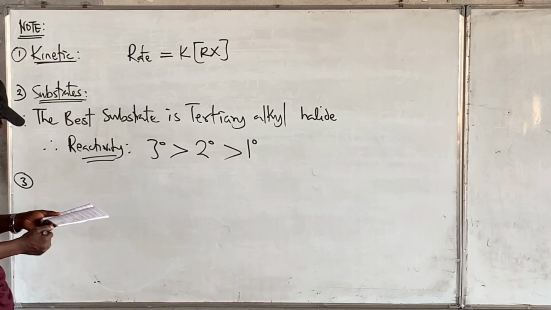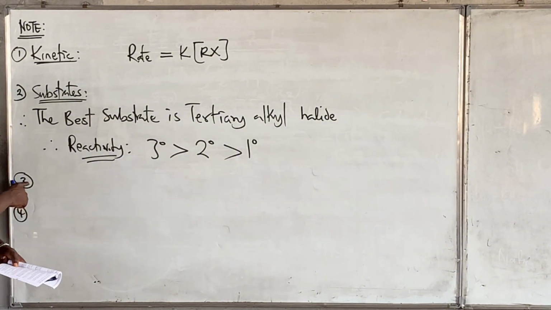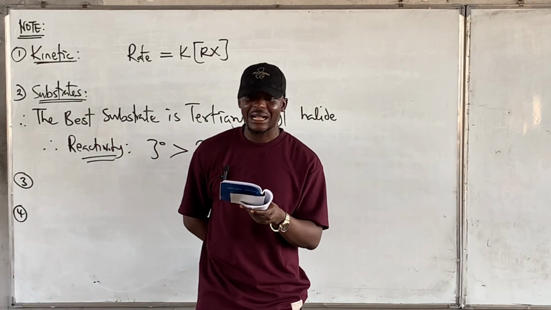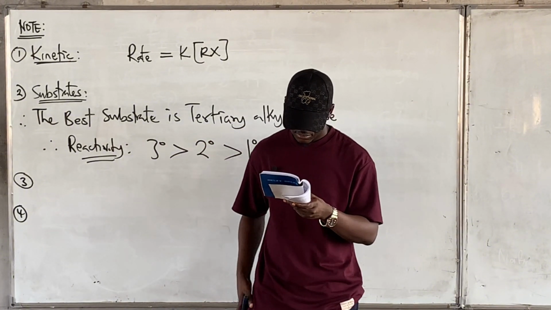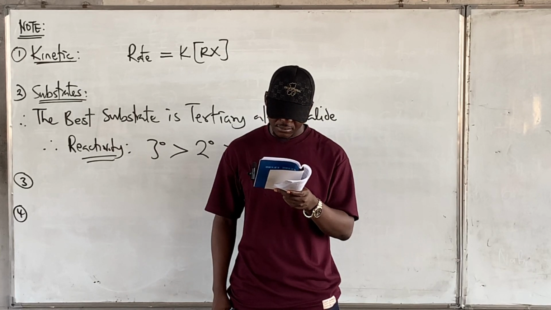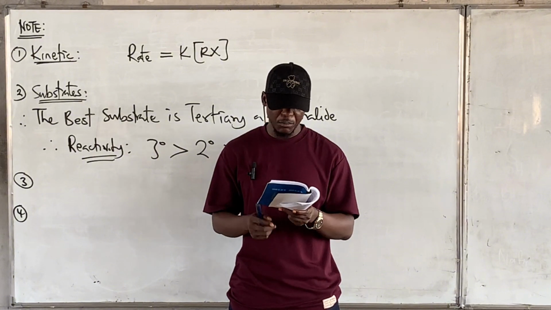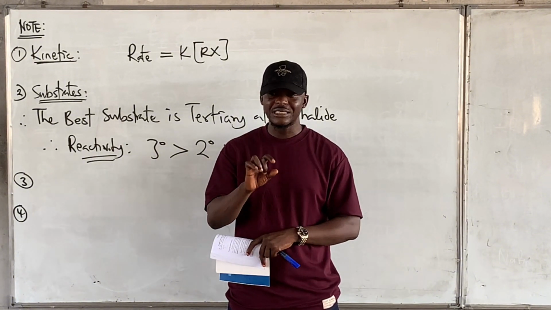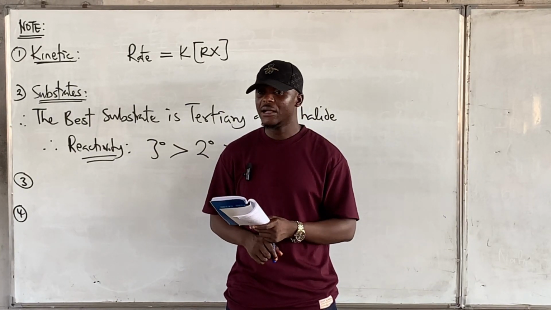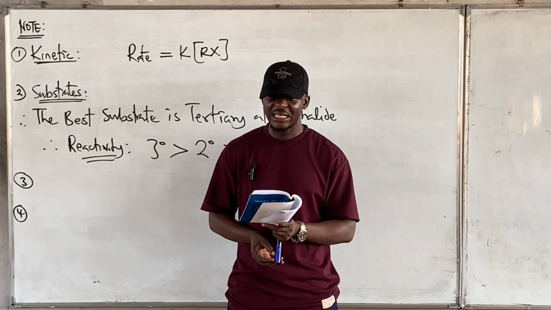Please put down. Note also, number 4. Branching at the beta carbon favors E1. This is majorly adopted when E1 is competing with SN1.